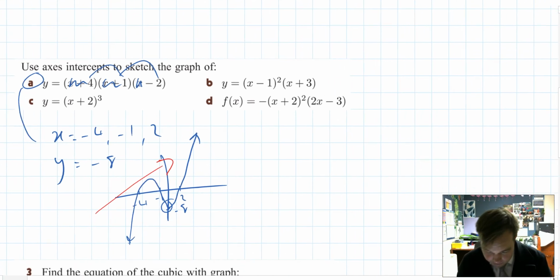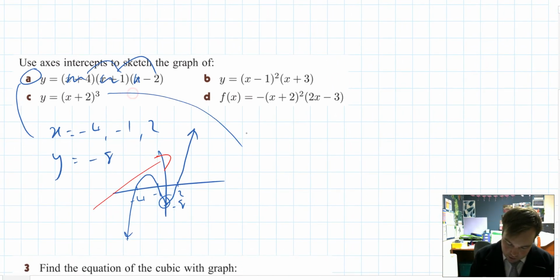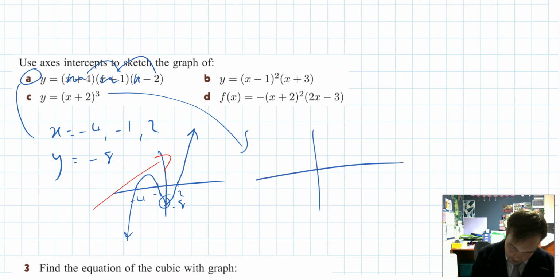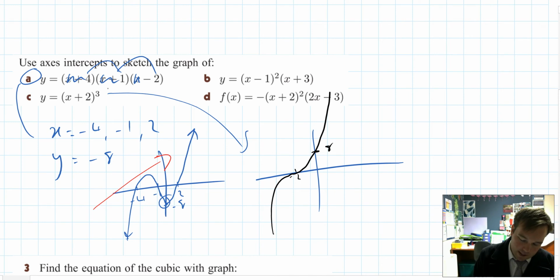Now, this here could look different. Let's look at cubics. This here will cut at x equals -2. And because it's repeated 3 times, it's actually going to level off there. Heading up. And it'll cross here at 8, because if we let x equal 0, 2 to the power of 3 is 8. Crossing at 8.